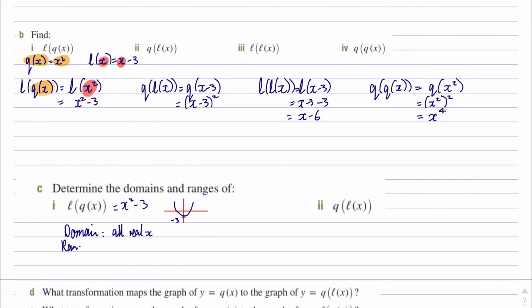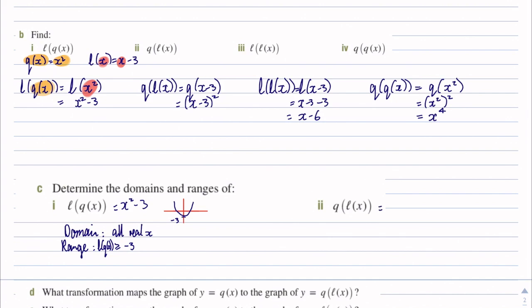And the range, I like to look at the diagrams, the drawings for my ranges, okay? I always find them easier. Well, y is greater than or equal to negative 3. Because it doesn't matter what you chuck in for x, the smallest number you could possibly get for x squared is 0, which means the smallest possible number we could get for this function is 0 take 3, which is negative 3. And I shouldn't have called it y, I should have called it L of Q of x.